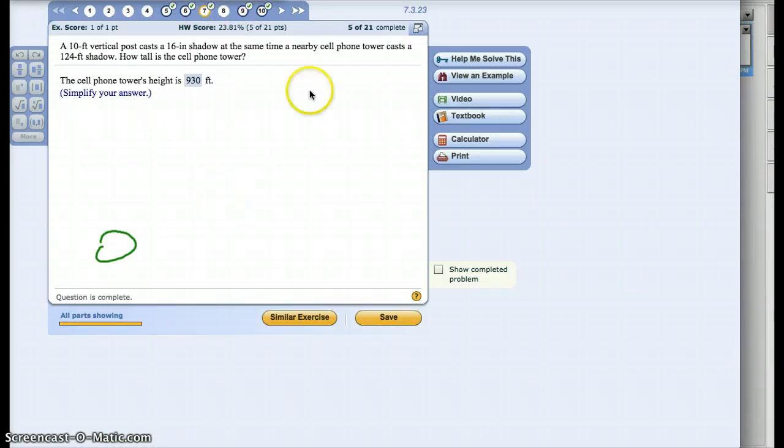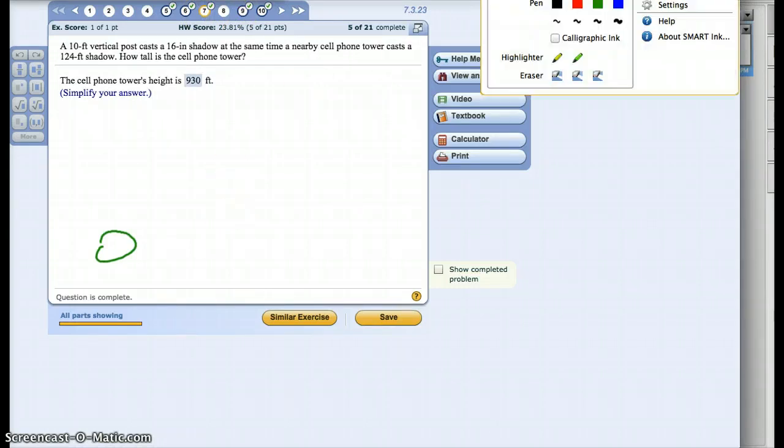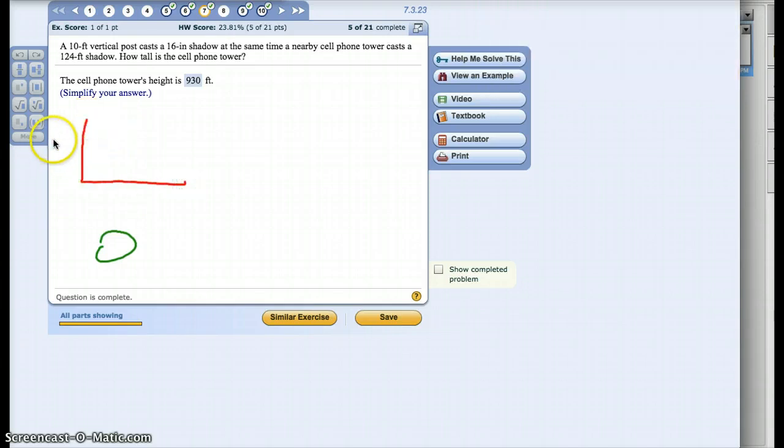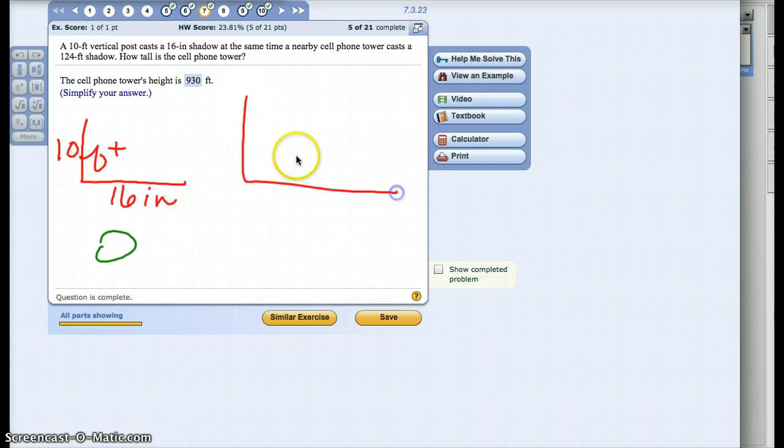Okay, problem number 7 was the next one requested, and this one took me a couple of tries to really realize what it was asking. So there's a 10-foot post and a 16-inch shadow. Then we have a 124-foot shadow, and we want to know how tall the tower is.